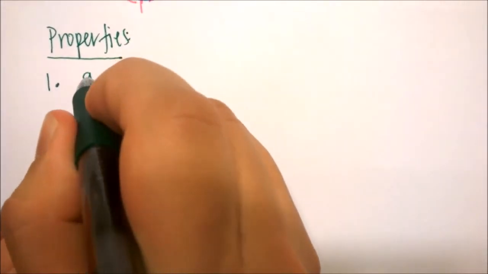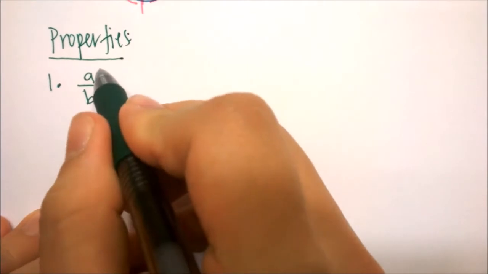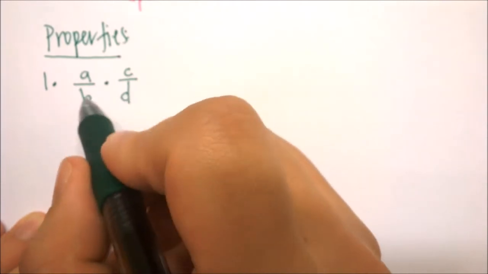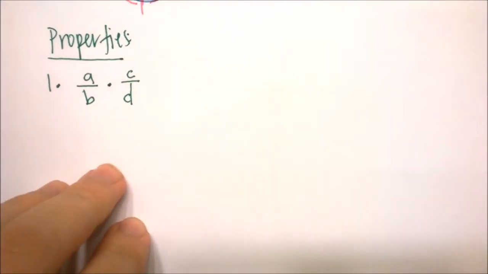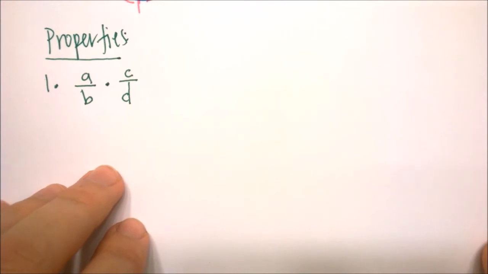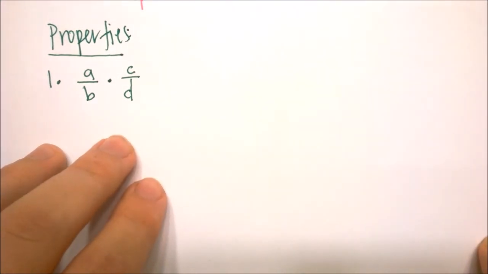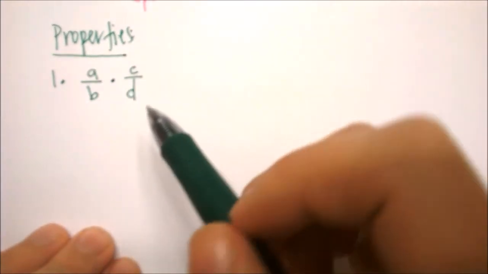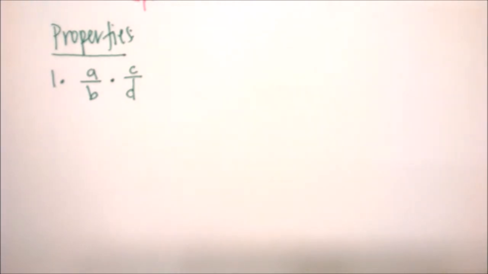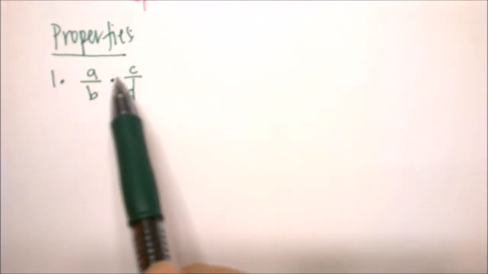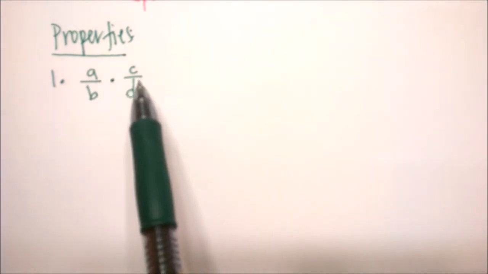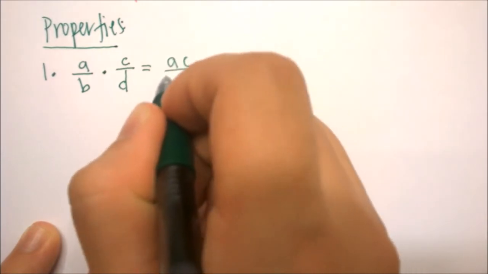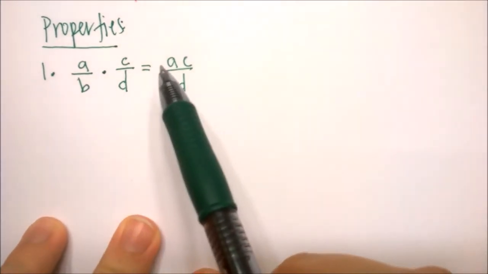So if we have a over b, a is just some real number, b is just some real number, and we multiply it by c over d, notice that the denominators here don't have to be equal for us to multiply them. We'll talk about addition where they do need to be equal. None of these numbers are the same, and multiplication is the easiest property. We're just going to multiply straight across. So we're going to do a times c and b times d. So this is just going to equal ac over bd. So just multiply straight across.